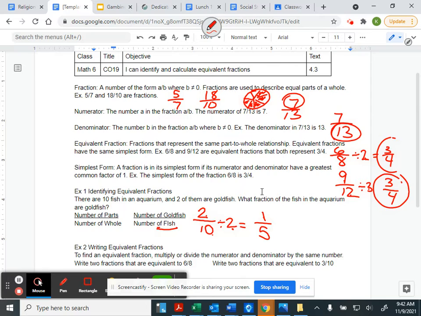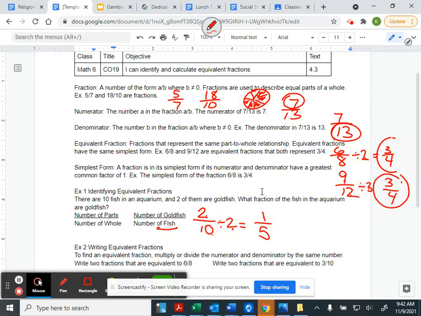This is where it really comes in handy to know your multiplication facts, right? To be able to know that 2 and 10 share those factors. You need to use your multiplication tables in your planners. Use it. What would be another equivalent fraction to 2/10? Remember, I didn't say you had to simplify. Equivalent fractions, you can go bigger too.